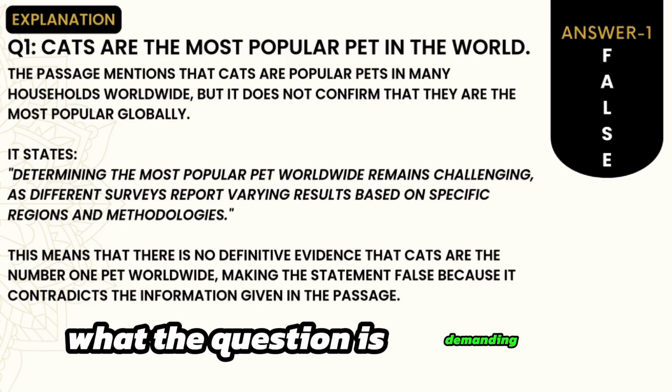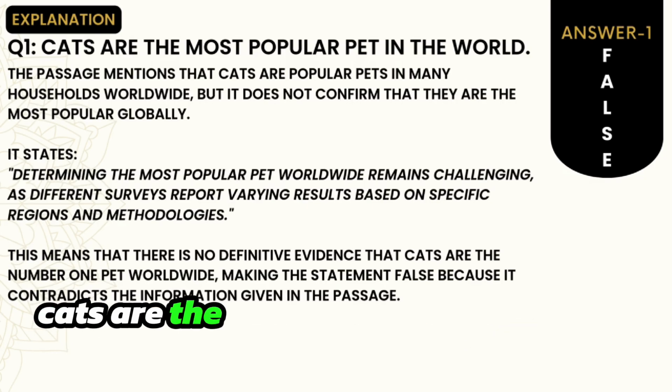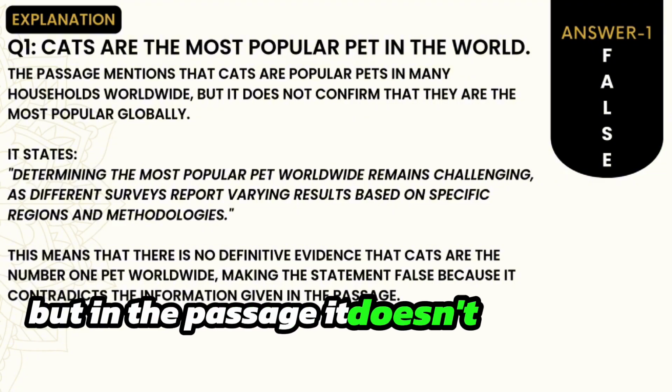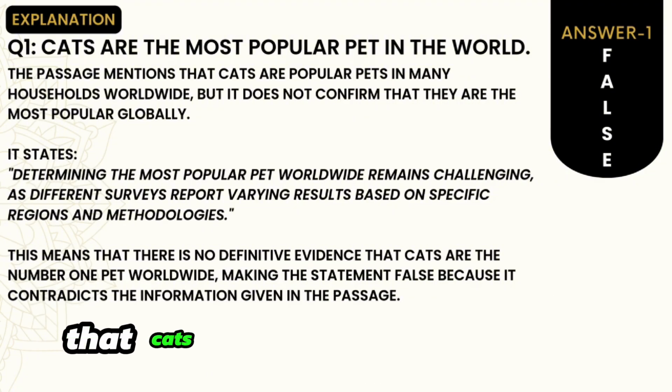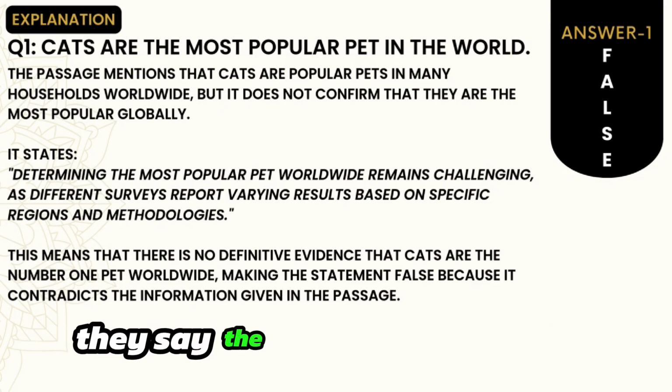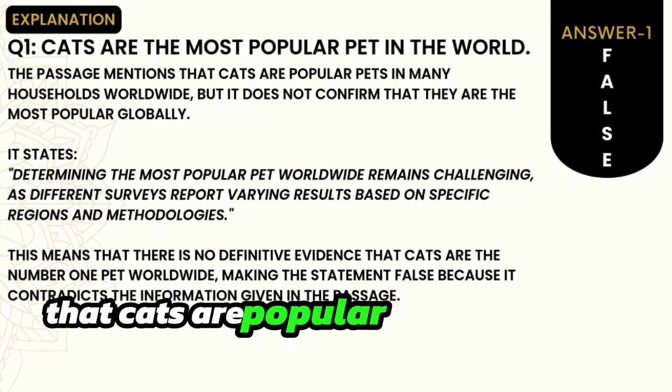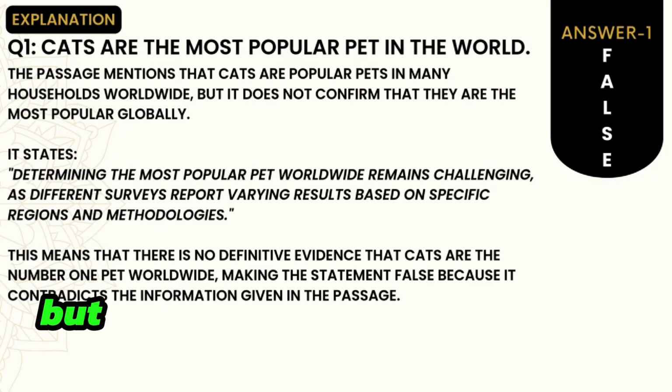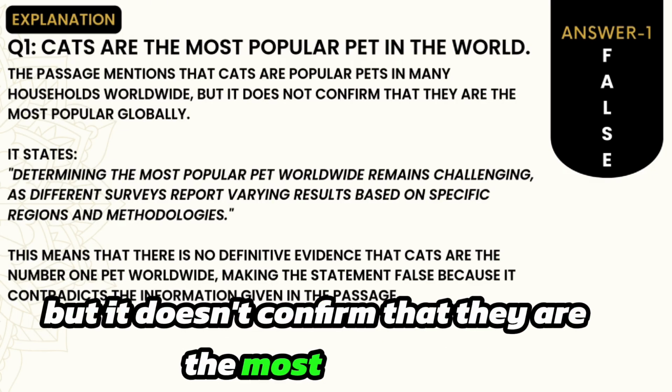What is the question demanding? The question says cats are the most popular pet in the world, but the passage doesn't provide evidence that cats are number one pets. The passage mentions that cats are popular pets in many households worldwide, but it doesn't confirm that they are the most popular globally.